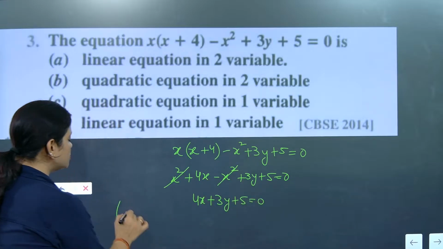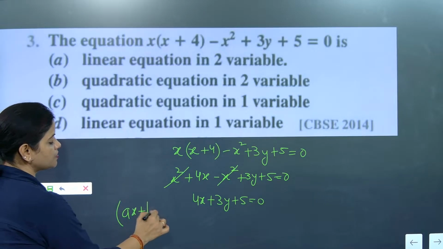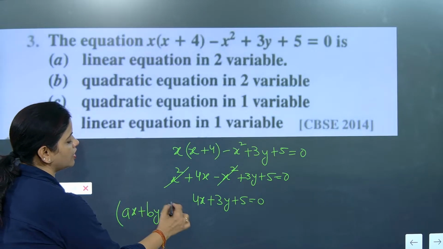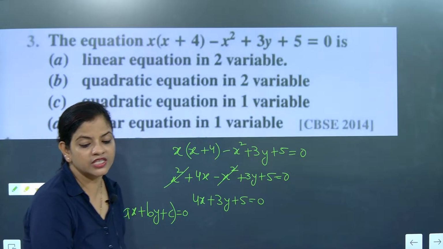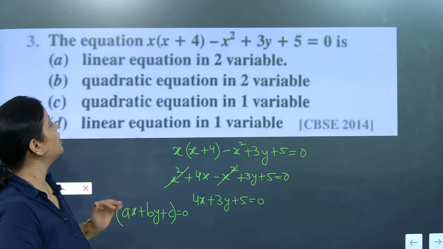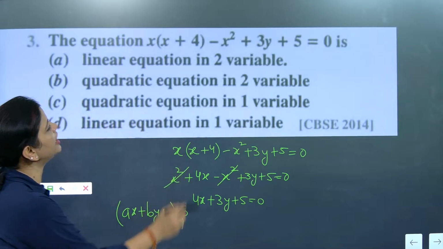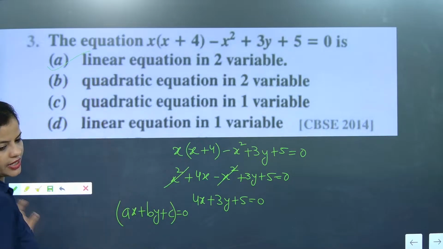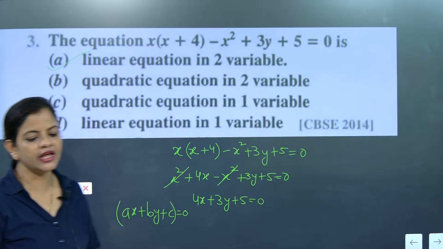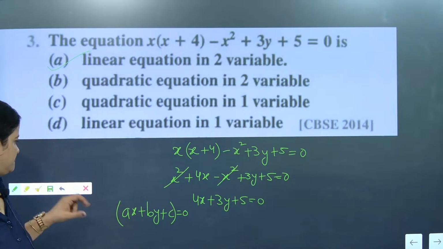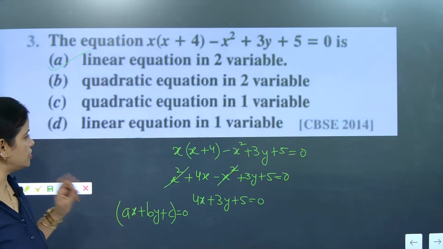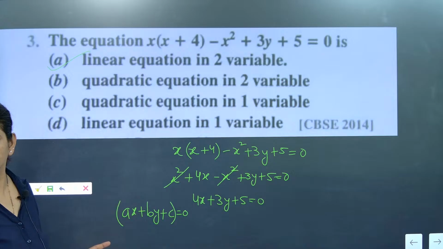Is it coming into this format, Beta? ax plus by plus c equal to 0. Done. ax plus by plus c equal to 0. Is it done for you or not? So it is what? Linear equation in two variables. Option A, it is a linear equation in two variables. I hope it is clear to you? Done.